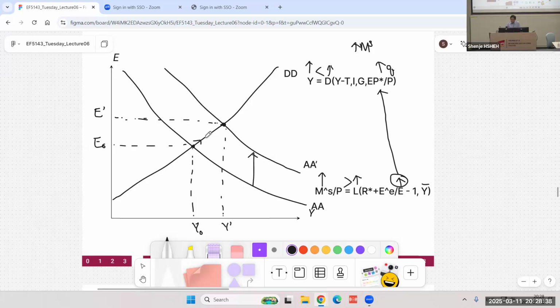So we are increasing output, right? Output's increasing this way. But as output increases, this feeds back into here, right? Higher output means higher liquidity demand, which means inequality this way. We need to find some way to decrease that. That's only possible if interest rates are higher. Interest rates are higher if E decreases, right?